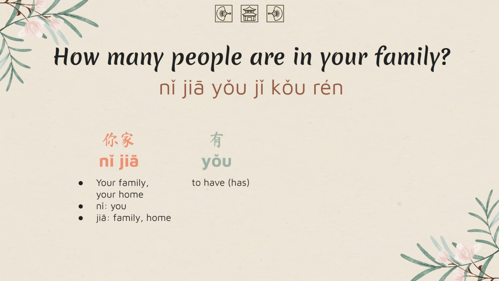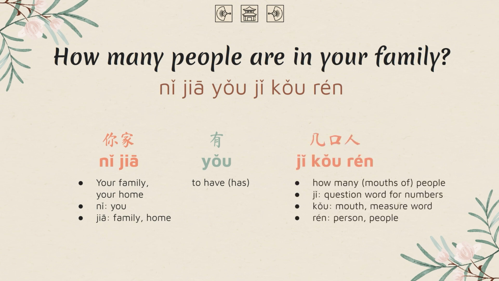有 is a very important word to know. 有 means to have. Here it means has. Since in Chinese, there's no need to conjugate a verb, so we keep the verb as it is. So 你家有 means your family has. 几口人 literally means how many mouths of people.